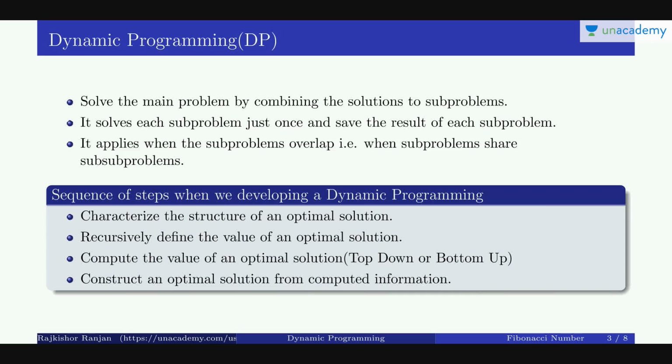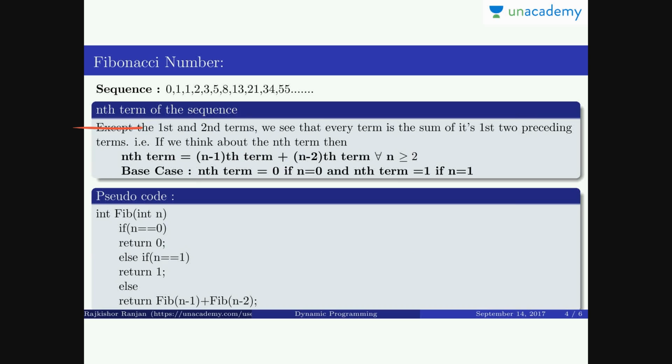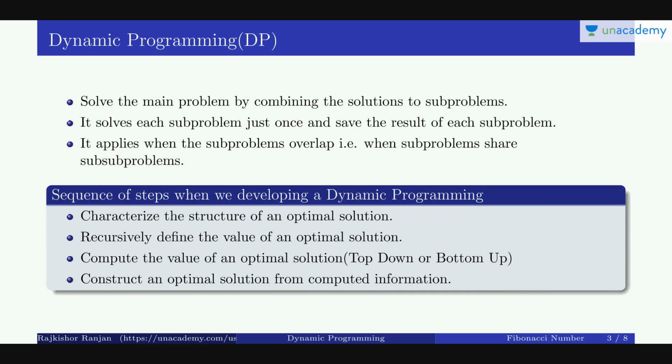Now, after characterizing the structure of an optimal solution, we need to recursively define the value of that optimal solution. That means if we think about the nth term of the sequence, then except for the 0th and first term, the nth term would be the sum of the n minus 1th term and the n minus 2th term for all n greater than or equal to 2. The base case is that the nth term is equal to 0 if n is equal to 0, and the nth term is equal to 1 if n is equal to 1. This is nothing but the pseudo code of this recursively defined structure. So these are the first two steps.